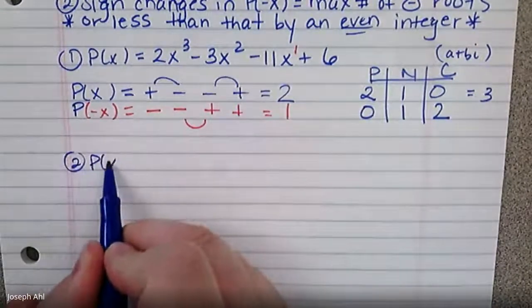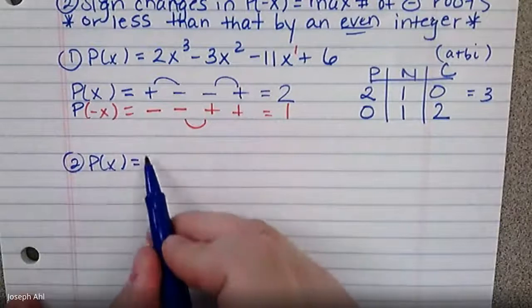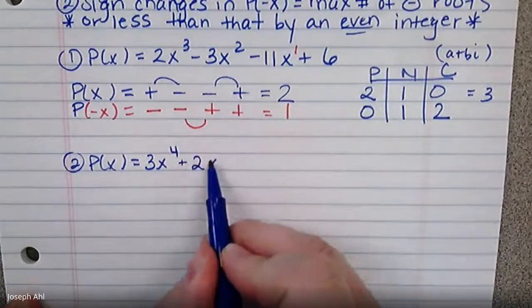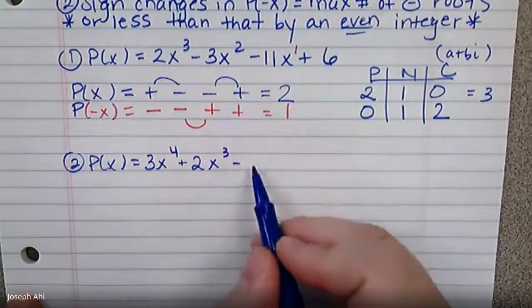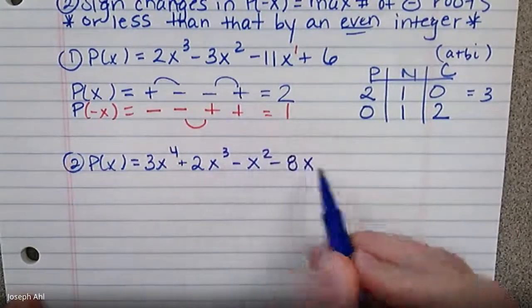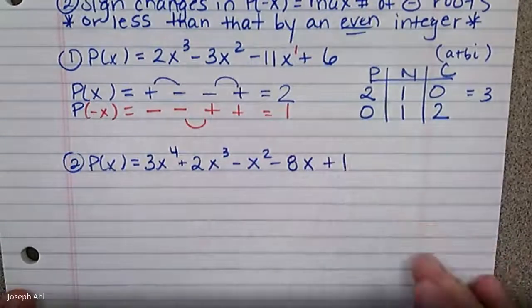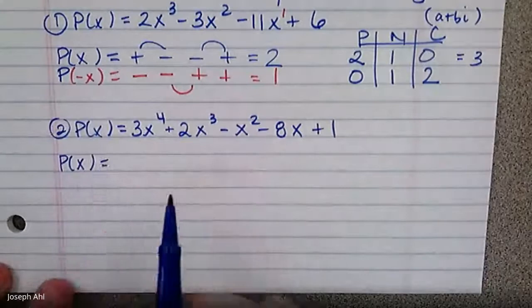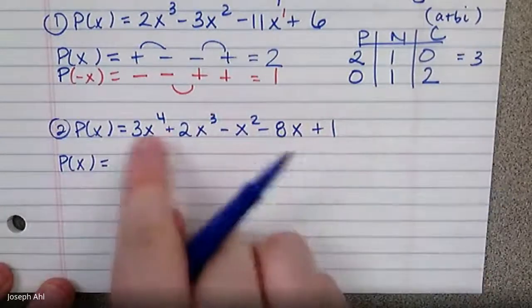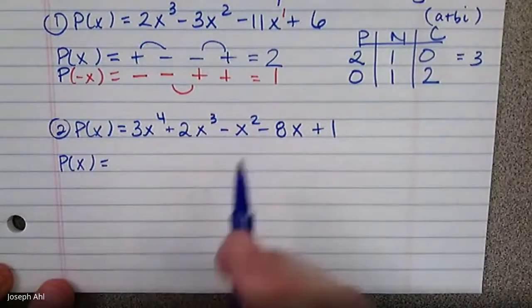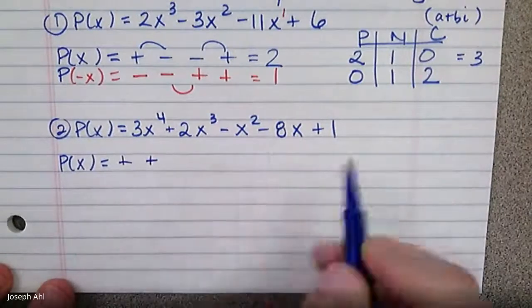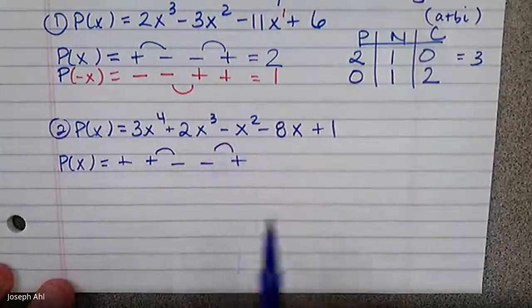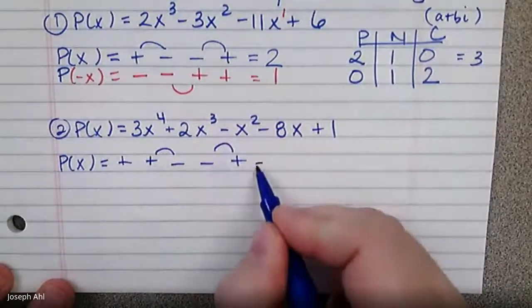We'll do a 4th degree polynomial. So if we have 3x to the 4th plus 2x cubed minus x squared minus 8x, and then plus 1. Here's my 4th degree polynomial. We're going to look at the sign changes first of all for p of x. So just go across the way and copy down the signs if they're positive or negative. So it goes plus, plus, minus, minus, plus. So we've got a sign change here and a sign change there for 2 sign changes in p of x.